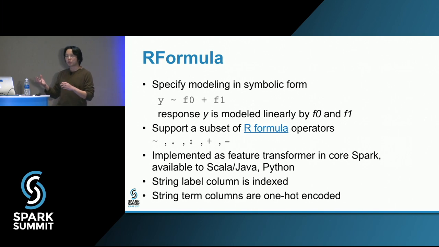In addition to supporting the model specification, there is an additional benefit: there are default transformations that are done automatically for you. So if you have a label column that is a string, it automatically gets indexed. And then if you have term columns that are also strings, they will automatically get one-hot encoded.